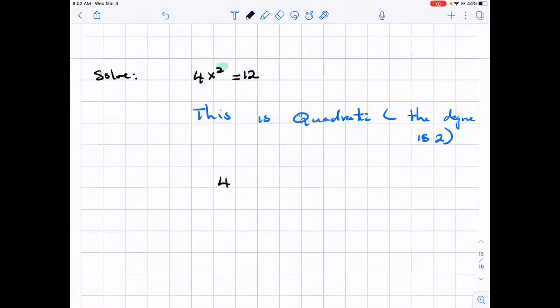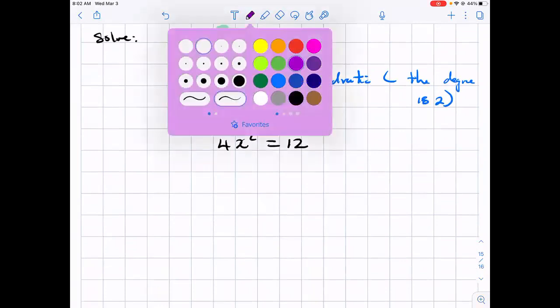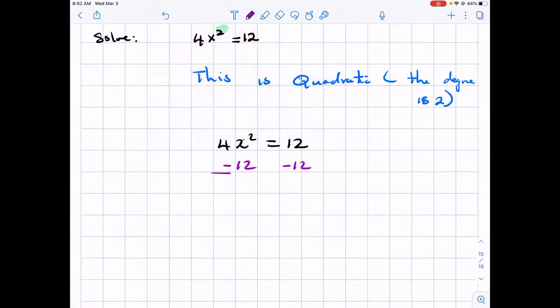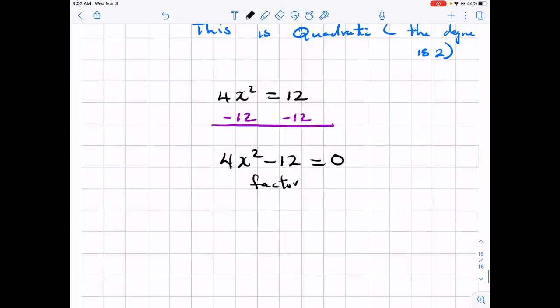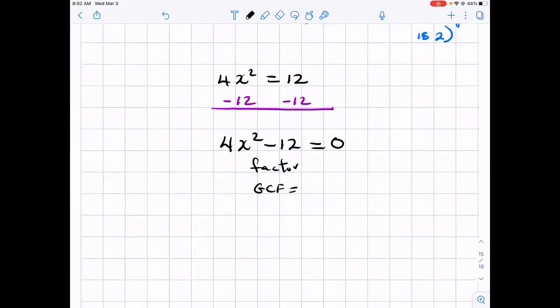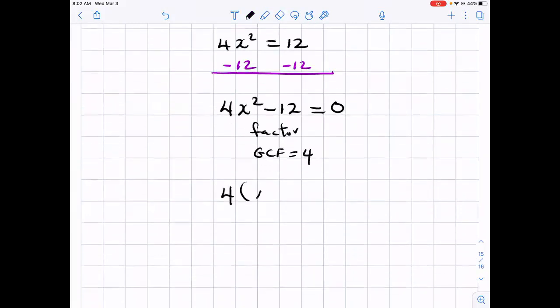So if we take 4x squared equals 12, and like I said, it has to be equal to 0, so I minus 12 on both sides. Notice they are different terms, so you cannot combine them. So we just write 4x squared minus 12 equal to 0. And we factor. The greatest common factor is 4. If you take out 4, we have 4 times (x squared minus 3) equal to 0. Each one of these is a factor.